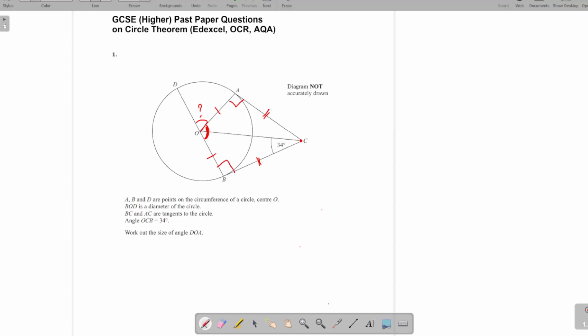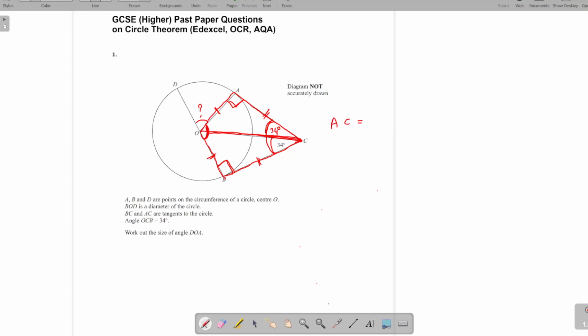Now if you look at these two triangles here, they are similar because their sides are equal. These two sides are equal, these two sides are equal, and this line is common. Therefore, this angle will be equal to this angle, which is 34. Now we know this angle is 68. We know this is 90. We know this is 90. So we can find this. So let's start writing.